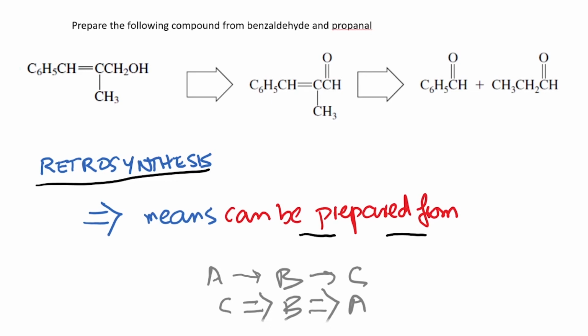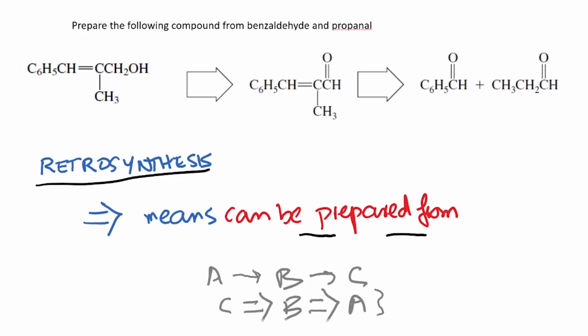This helps us construct the synthesis in a linear fashion, and also helps us break down the synthesis into smaller parts. Retrosynthesis is widely used in the construction of complex natural products or complex compounds, and you will study this in the coming semesters. This retrosynthesis arrow basically means that it can be prepared from.